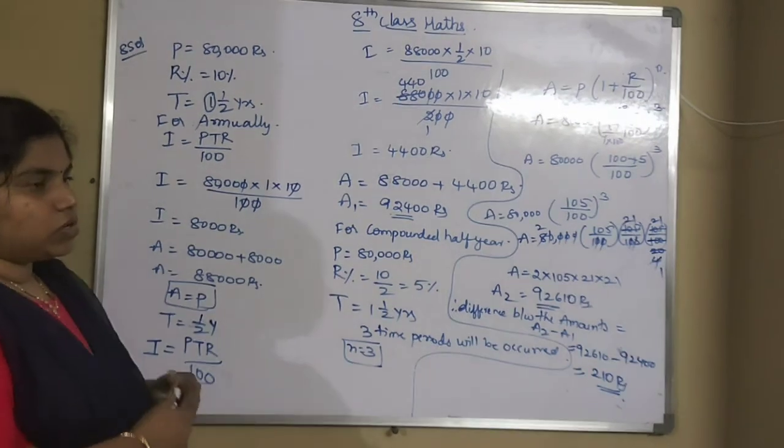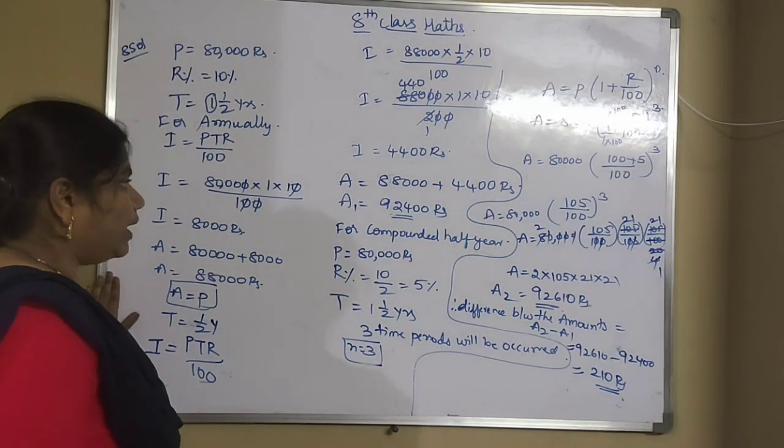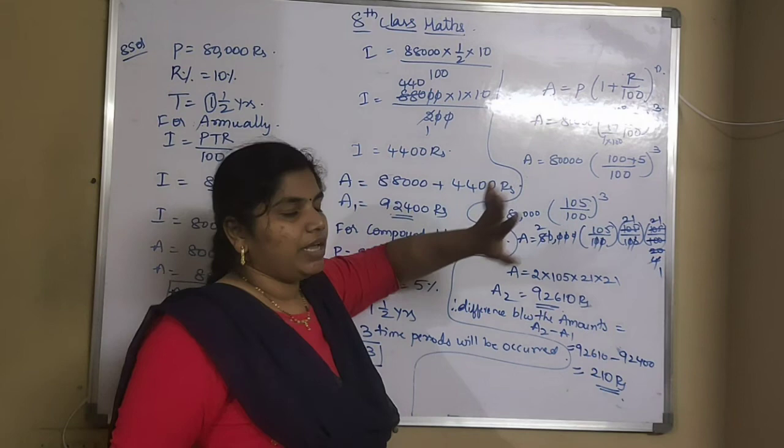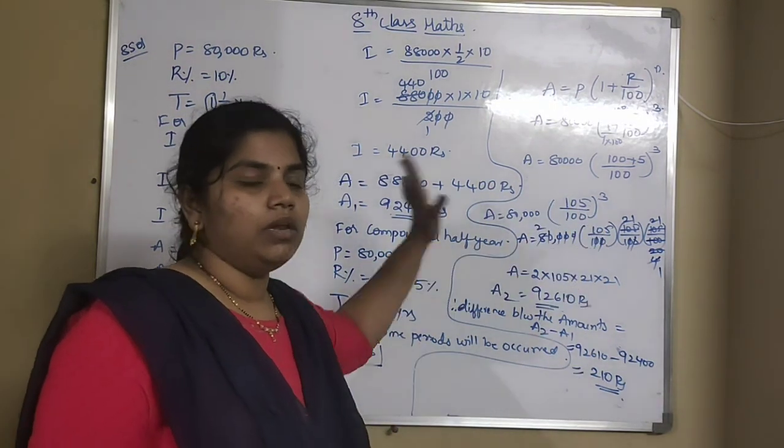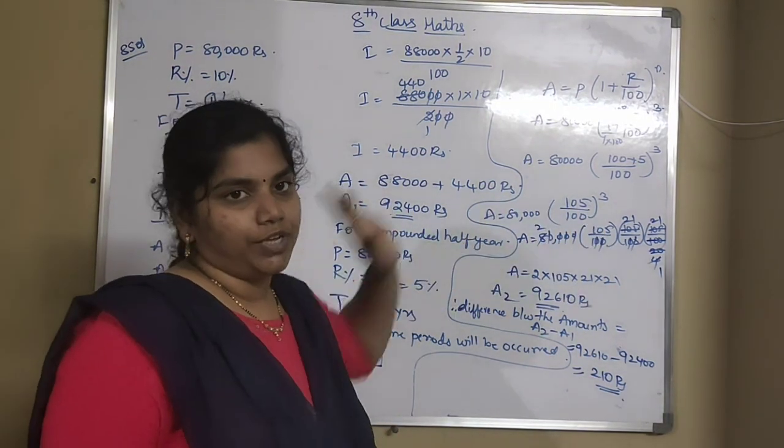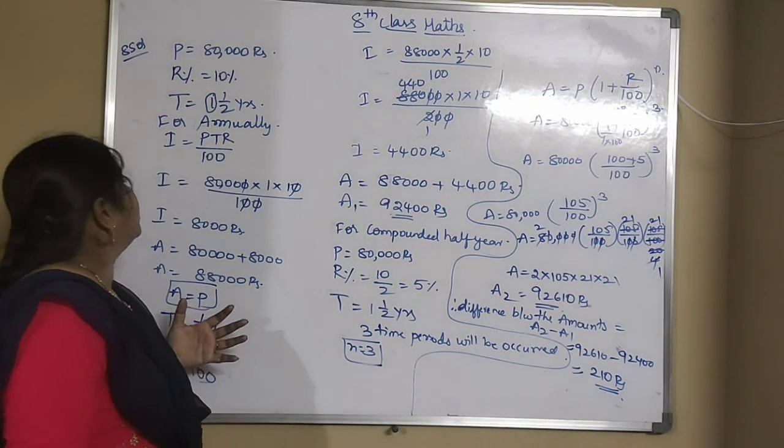So this is our 8th solution. In this 8th solution, we have to find for annually and also half yearly, and we have to find the difference between the annual value and the half yearly value. Okay, so this is our 8th solution.